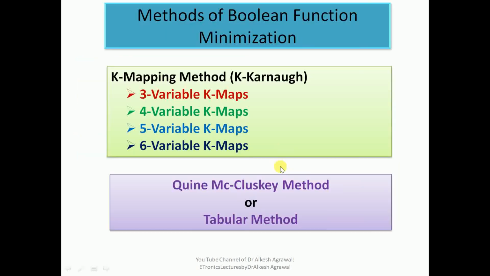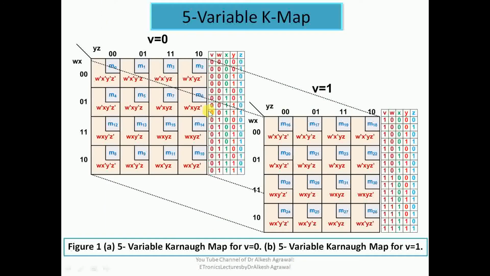As I've already discussed in previous lectures, there are mainly two methods by which we can reduce a Boolean function. One is the Karnaugh mapping method, and the other is the tabular method, also known as the Quine-McCluskey method. In this lecture, I'll mainly focus on five-variable K-maps. First of all, we have to understand the structure of a five-variable K-map.